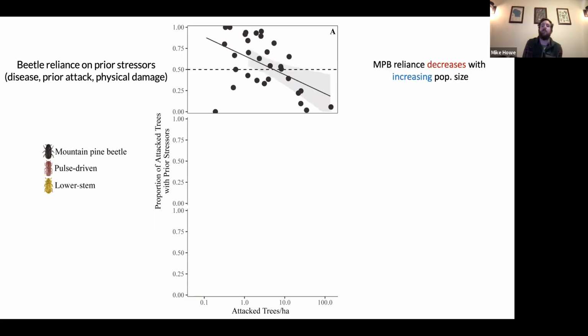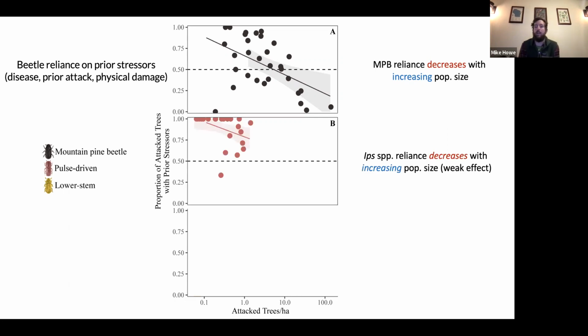Okay, so if we look at our first example, we see that mountain pine beetle reliance on prior stressed material decreases as population size increases. We see a similar pattern with Ips pini, although we don't see quite as strong an effect, and our predictor space, or where we have points in this figure, is pretty minimal compared to the mountain pine beetle.